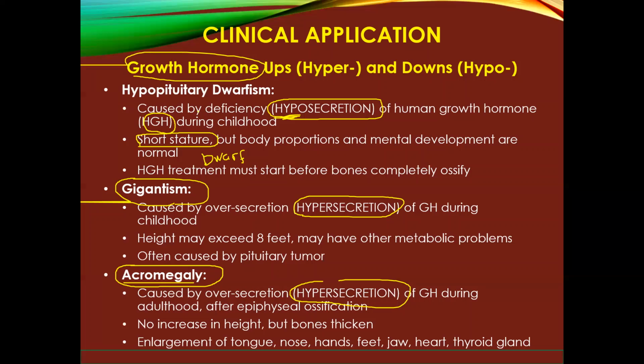Again, if it is happening during childhood and it is hyposecretion, the child becomes a dwarf. The condition is called hypopituitary dwarfism. If it is happening during childhood and there is too much production of growth hormone, the child becomes a giant. Okay? It's called gigantism. If it is happening during adulthood, then this adult will have thicker bone. It is called acromegaly.